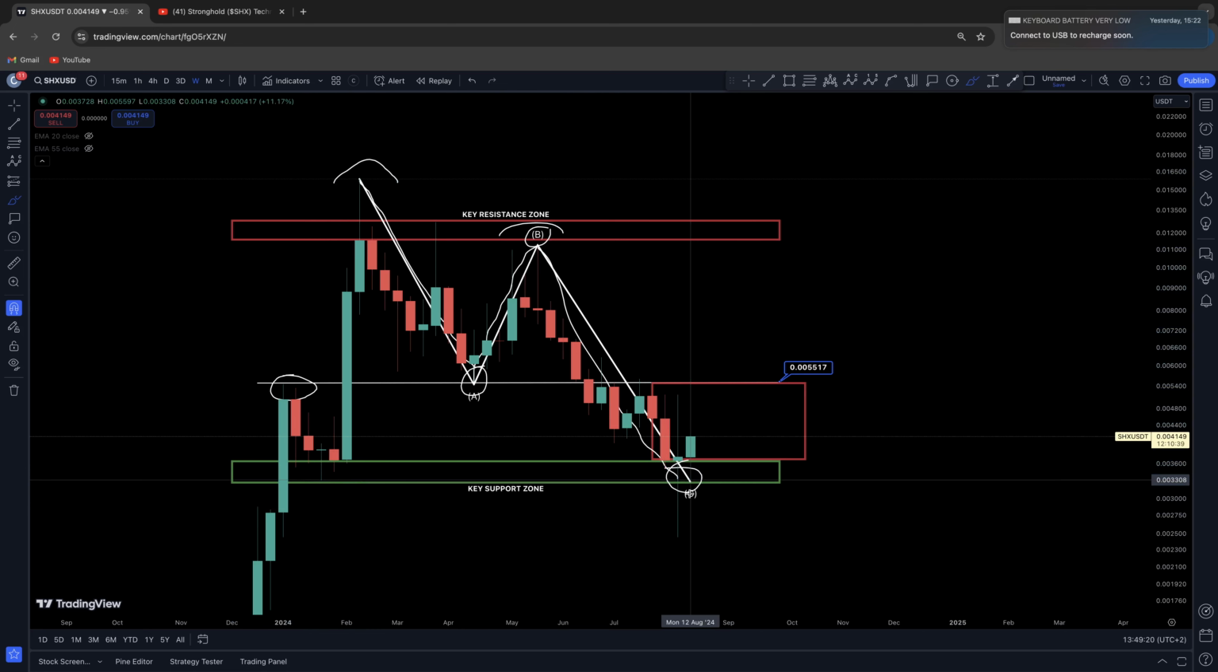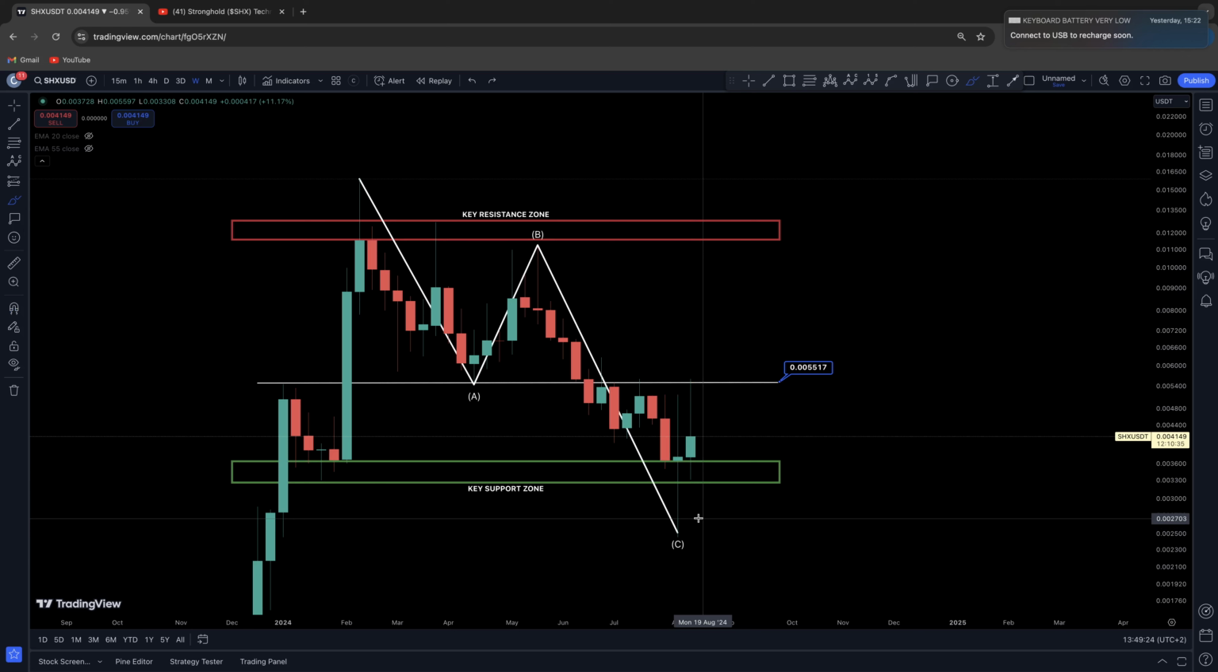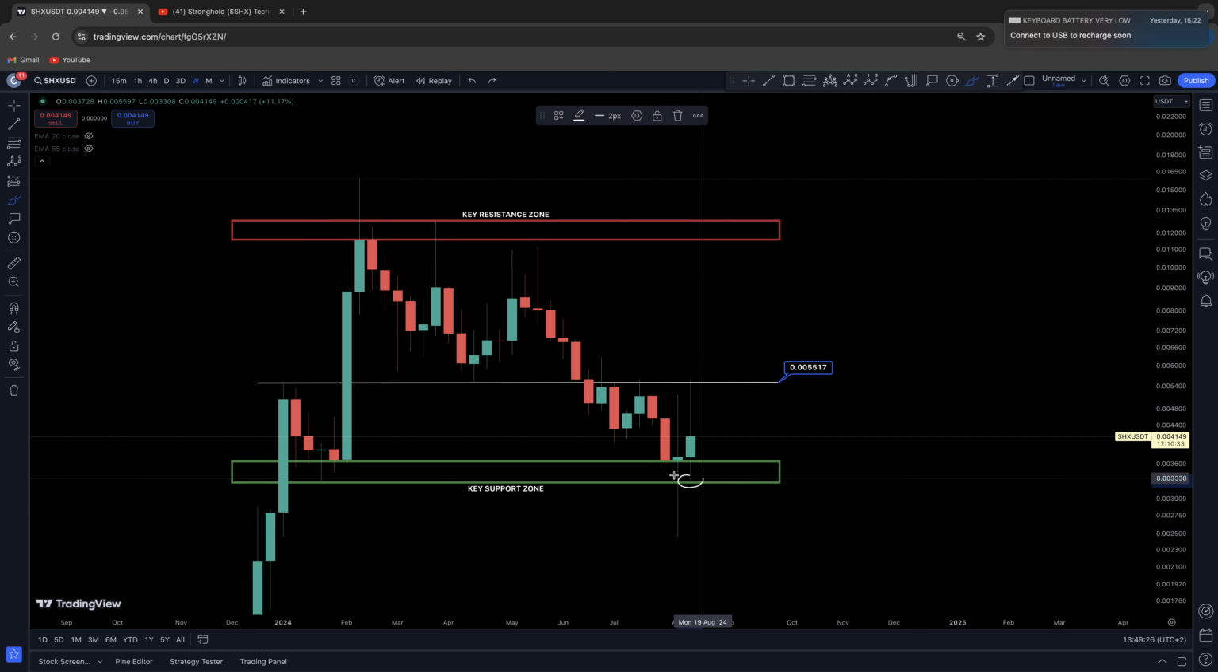So this looks like this move is complete for me right now, and to validate that we have to see weekly closes above this support zone, above this wick. This is the last level of the wick support zone, which is at 0.0032, which is where I was expecting us to come back down to. So for now, it's all about holding this level of support in the key support zone and breaking this wick that we've run into this week at 0.005.